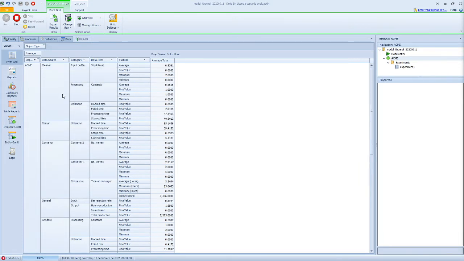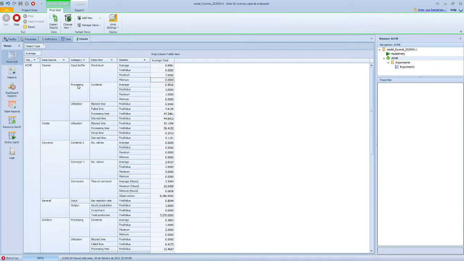For example, we have the cleaner, which remember had an input buffer, and we can learn from the model what is the average amount of items we have prior to the cleaner, which is 0.2361. At the end of the simulation, there's no items waiting to be cleaned. The maximum value that was achieved was 7, and the minimum is 0, of course, because that is something natural.